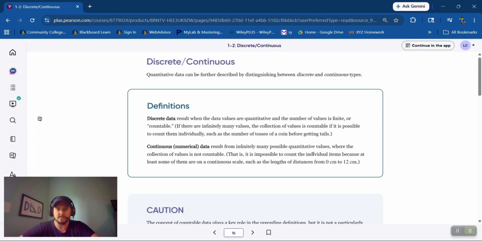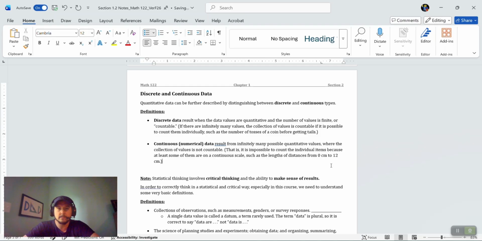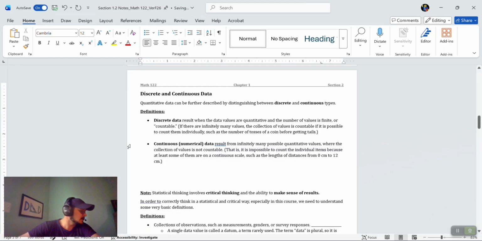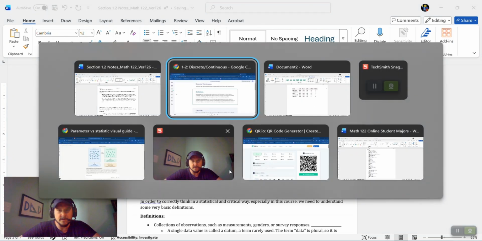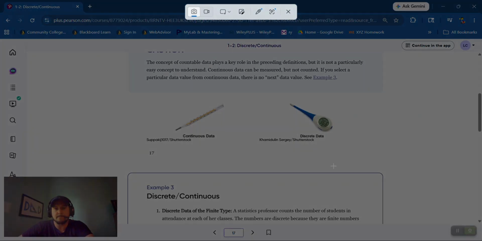Okay, so it says it's impossible to count the individual items because at least some of them are on a continuous scale. I think I just read that. Such as lengths of distances from 0 centimeters to 12 centimeters. Okay. Put that in there. And the book has a really good graphic for this. I love this. That's gold right there. But I have another one that I'm going to show you guys that I thought about.